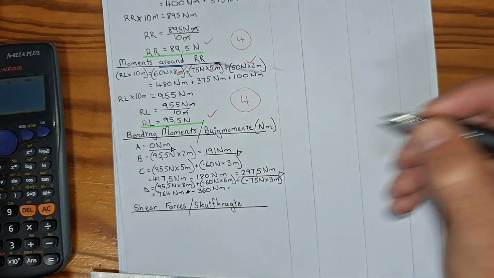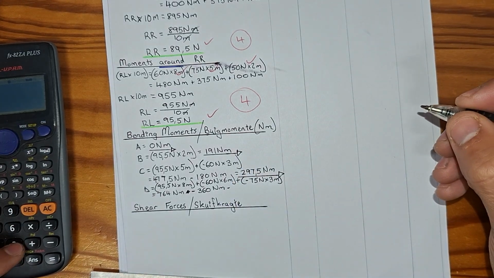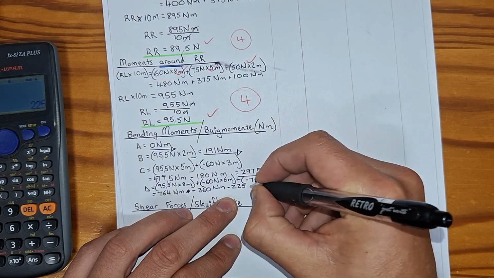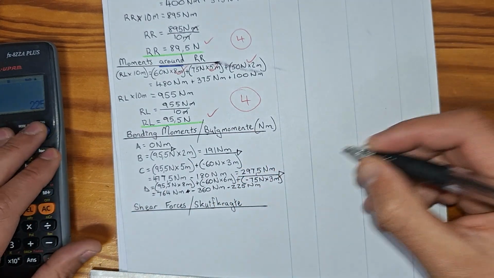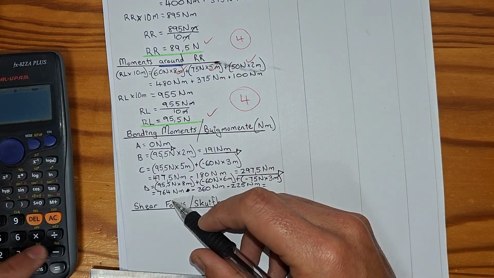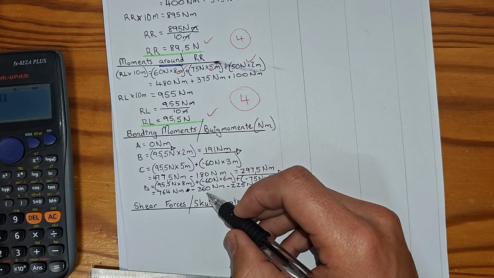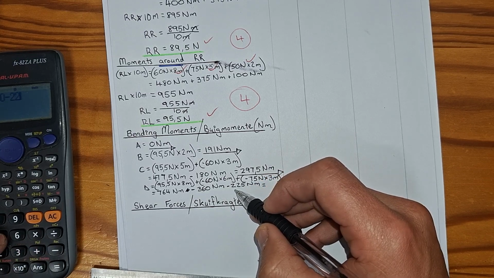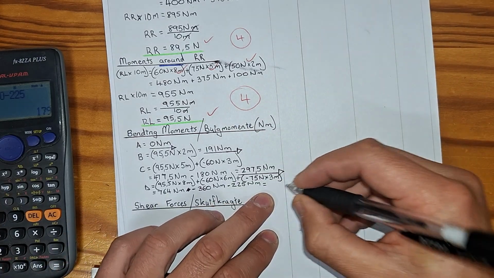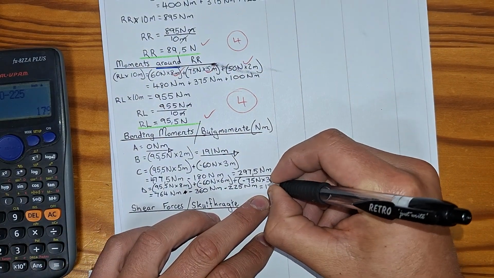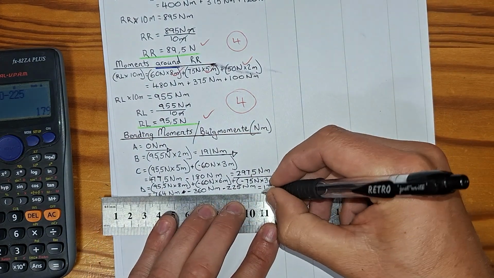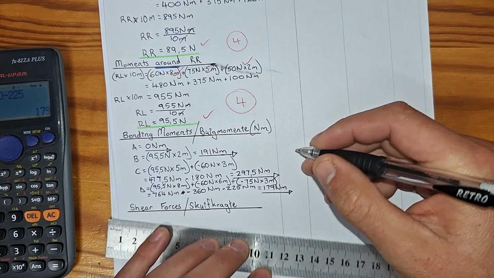minus 75 times 3, minus 225 newton meters, which will be equal to 764 minus 360 minus 225, which equals 179 newton meters. 179 newton meters. Okay, so there is the bending moment for D.